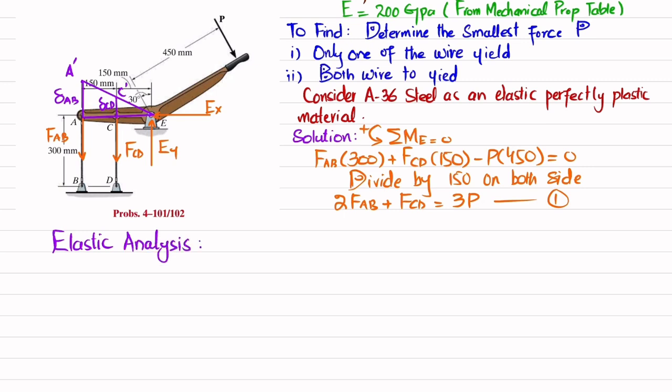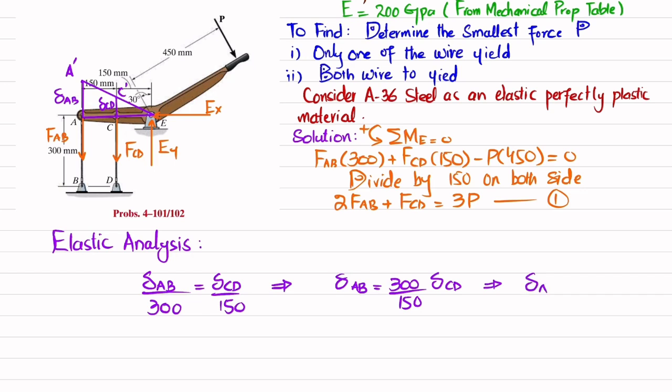By using similar triangles, if I take the side del AB divided by, initially I will take this larger triangle, this length, which is 300, will be equal to, now if I take the smallest triangle, del CD divided by this length, which is 150. So from here, I will get change in length of AB is equal to 300 divided by 150 into change in length of CD. So again, change in length of AB is equal to 2 times change in length of CD. This is your another equation.